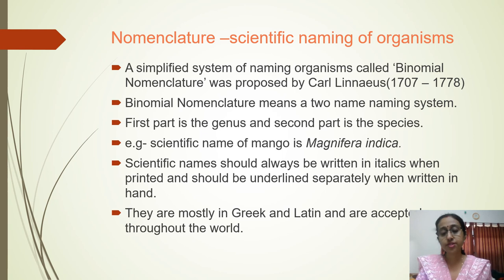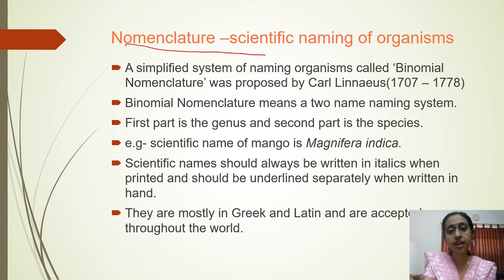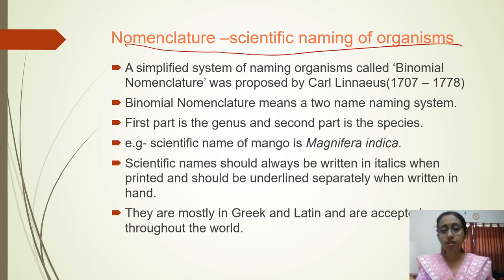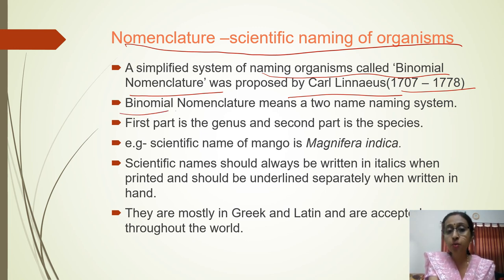Now here we are going to discuss nomenclature. What does this term mean? It means the scientific naming of organisms. All organisms have a scientific name. A simplified system of naming organisms is called binomial nomenclature, and it was proposed by Carl Linnaeus, who lived between 1707 and 1778. Why is it called binomial nomenclature? Because all our scientific names have two parts.